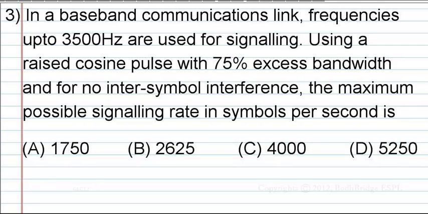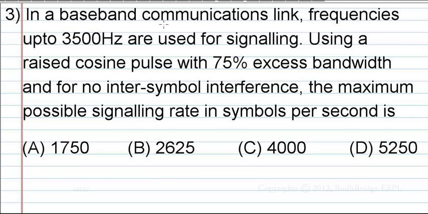In a baseband communication link, frequencies up to 3500 Hz are used for signaling. Using a raised cosine pulse with 75% excess bandwidth and for no symbol interference, the maximum possible signaling rate in symbols per second is. The options are 1750, 2625, 4000, 5250.